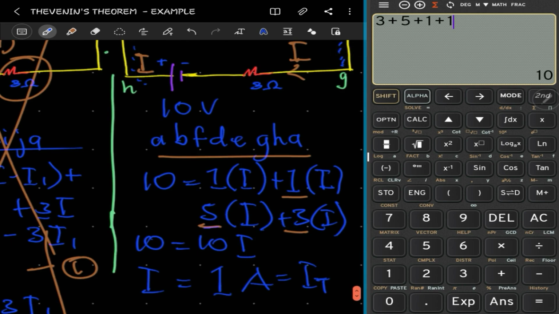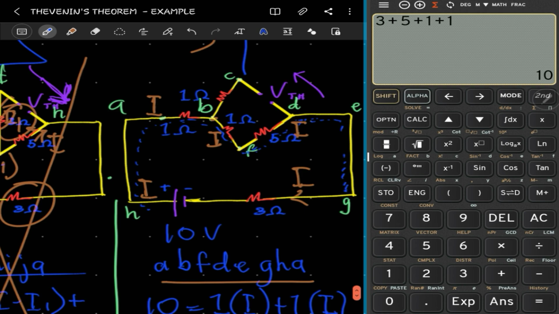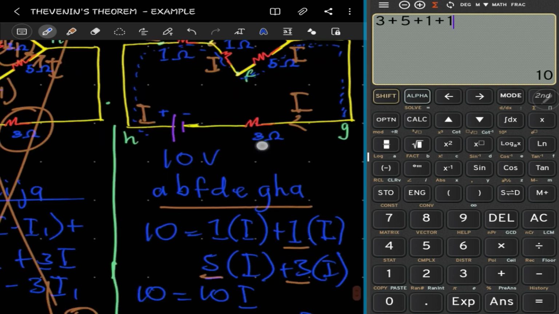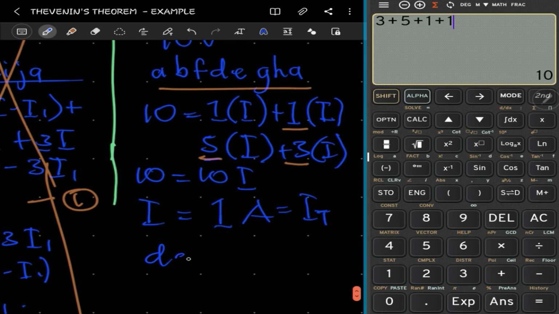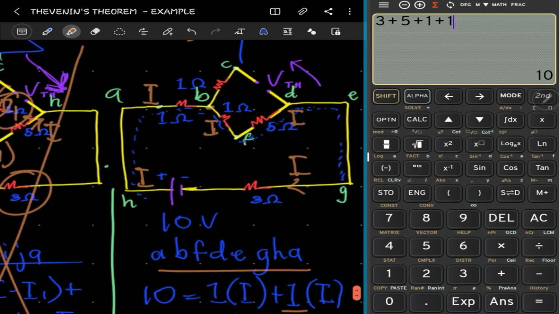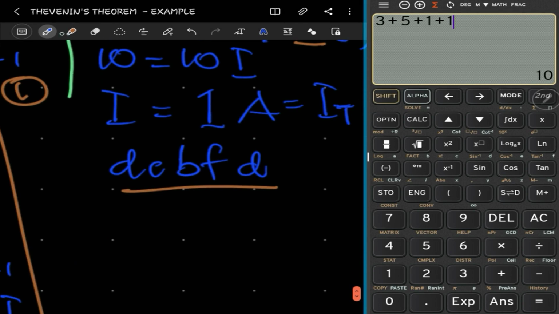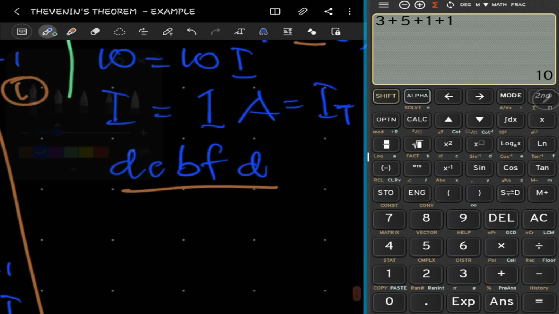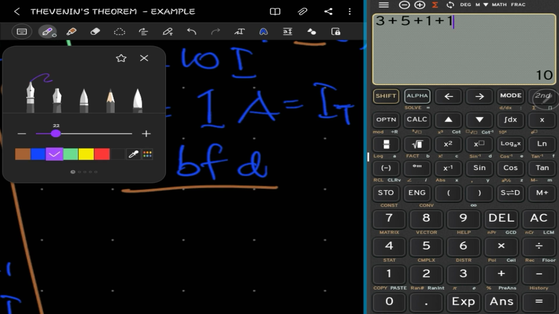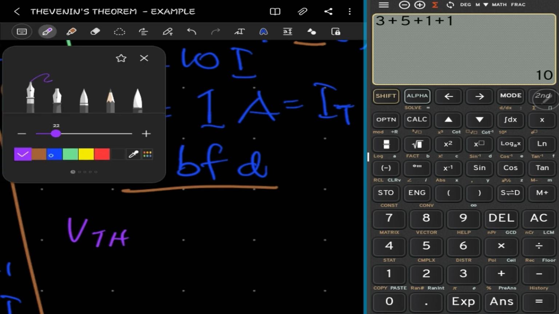If we are considering the VTH, then depending on the direction of the VTH that we have, the loop we are considering will be D, C, B, F, D. So that's DCBFD. You can confirm it is written right there. So VTH, those are the loop we've chosen.